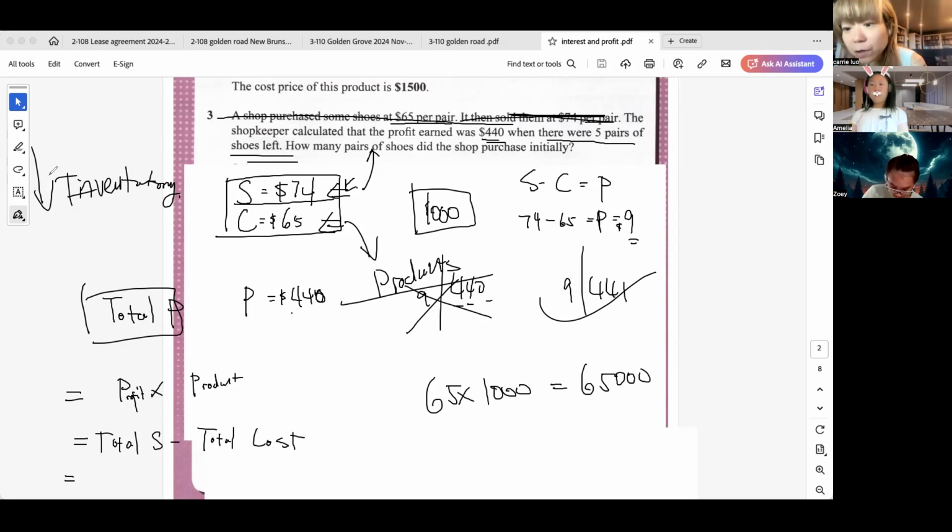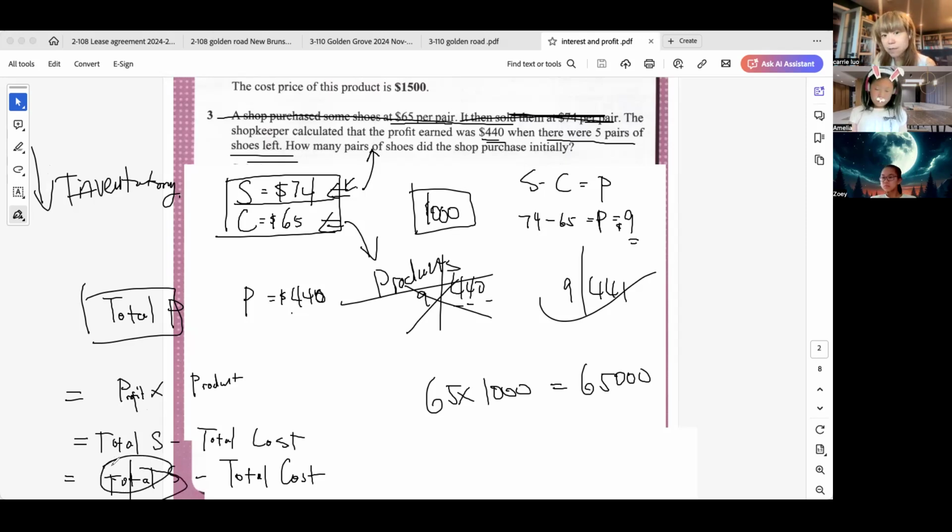那 inventory 一多以后，是不是你这个 cost 就不会转化成 product 了？Get it, Zoe? Okay, so there's another profit. Total profit is what? Total selling price minus total cost. Still this, right? But remember, this total selling price is not all of them get sold.